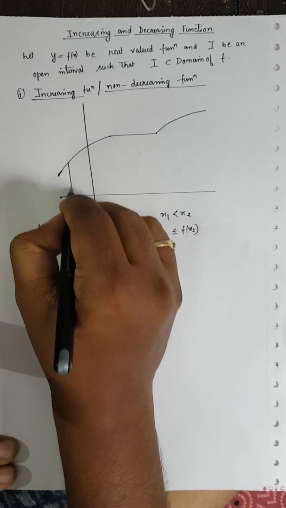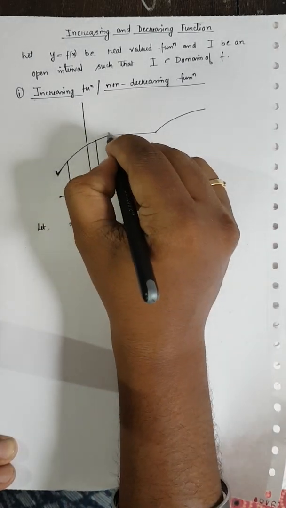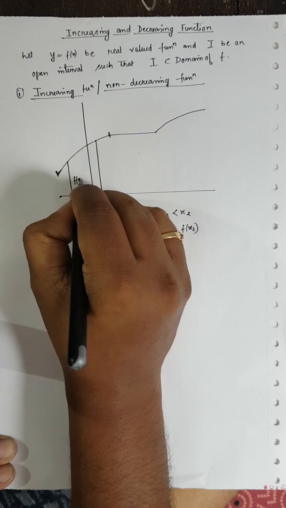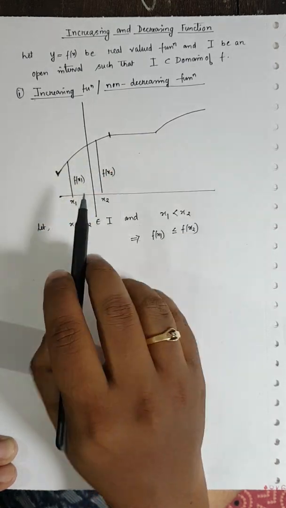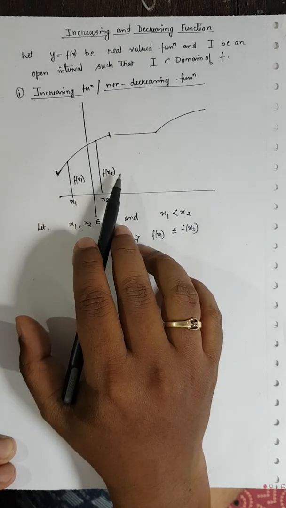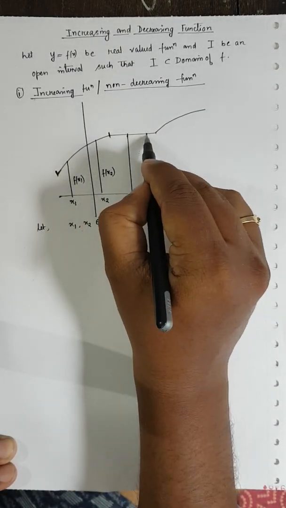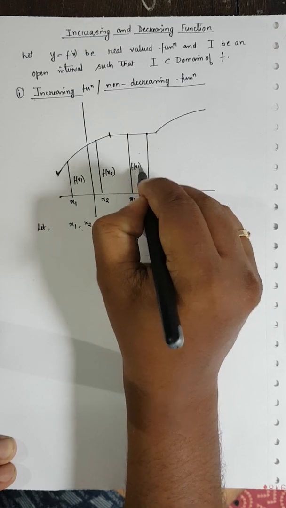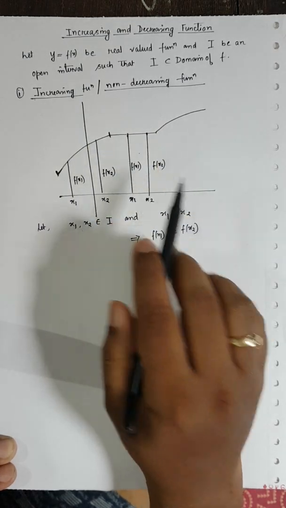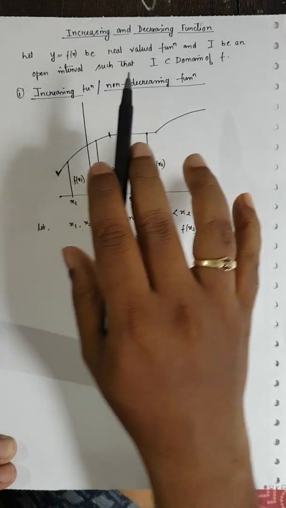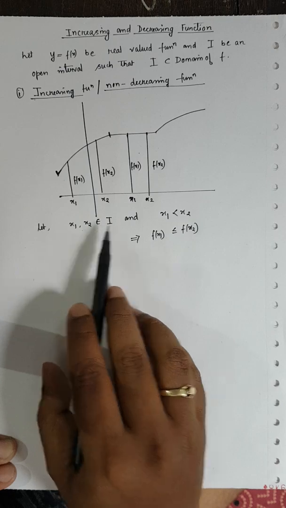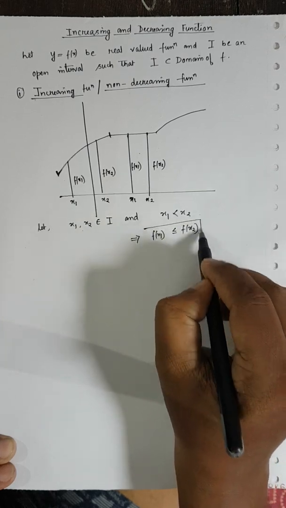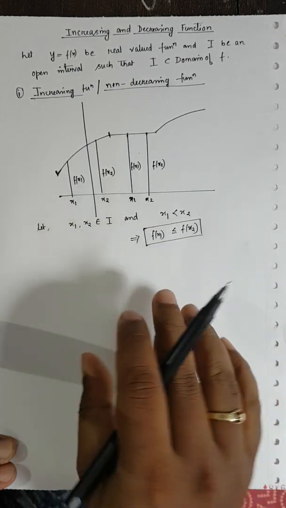Clearly you can see that in this phase of the curve, this is phase 1, this is x1, this is x2, this is your corresponding f of x1, this is your corresponding f of x2. You can see when x increases, the function also increases. Similarly, this is your x1, this is your x2. Here f of x1 and f of x2 are equal. Therefore for an increasing or non-decreasing function, if x1 is less than x2, then f of x1 can be less than or equal to f of x2. This is an example of an increasing or non-decreasing function.